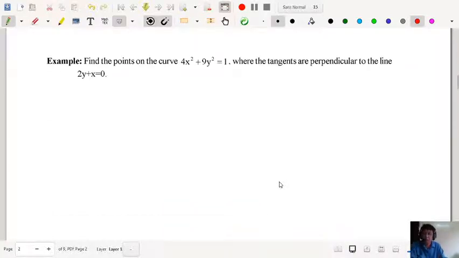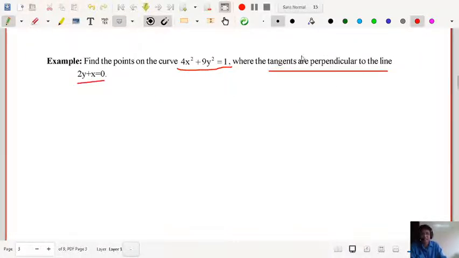Now let us have another problem, another way, because we have talked about the parallel lines. Let's talk about perpendicular. Find the points on the curve, where the tangents are perpendicular to the line. So tangents are perpendicular to the line. This is the given line.